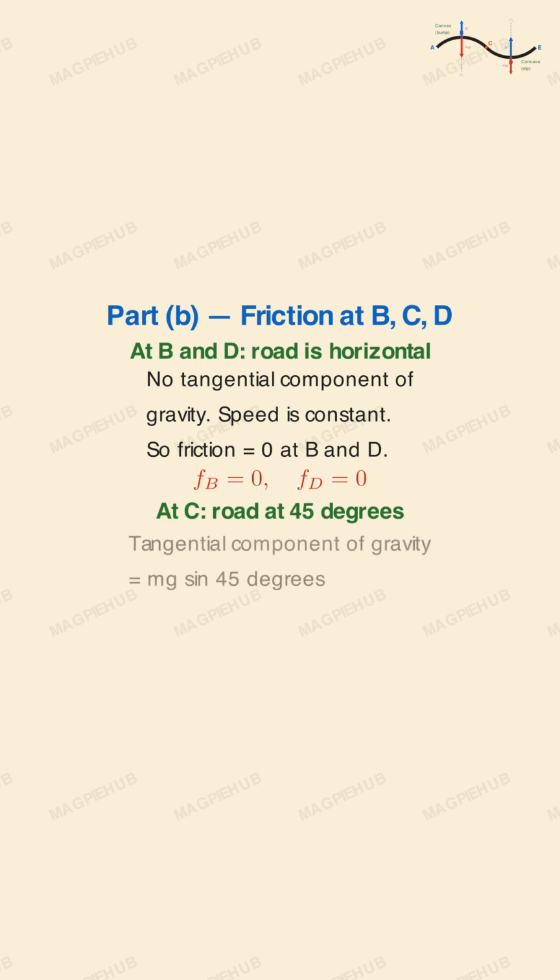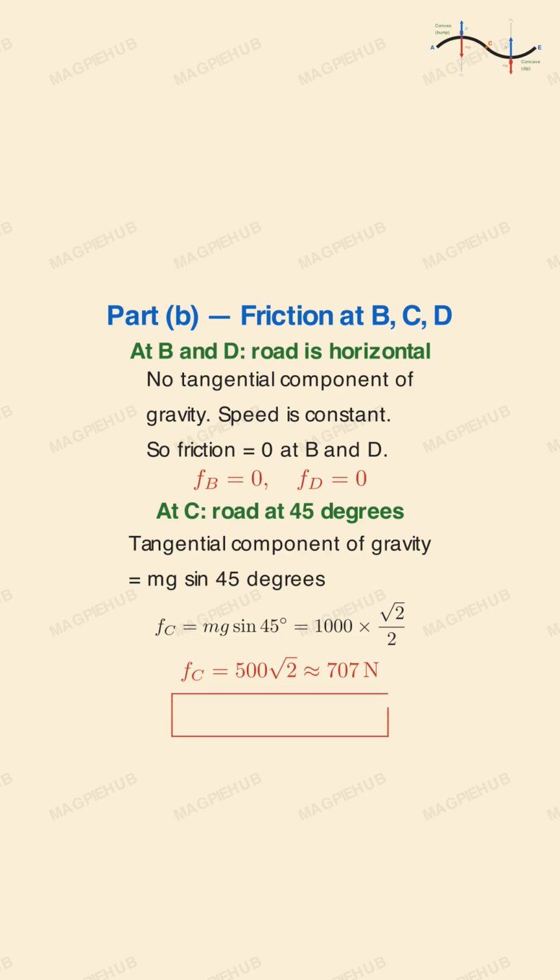At point C, the road makes 45 degrees with the horizontal. The tangential component of gravity along the road is mg sin 45 degrees. For constant speed, friction must balance this. So friction at C equals 1000 times root 2 over 2, which is 500 root 2, approximately 707 newtons.